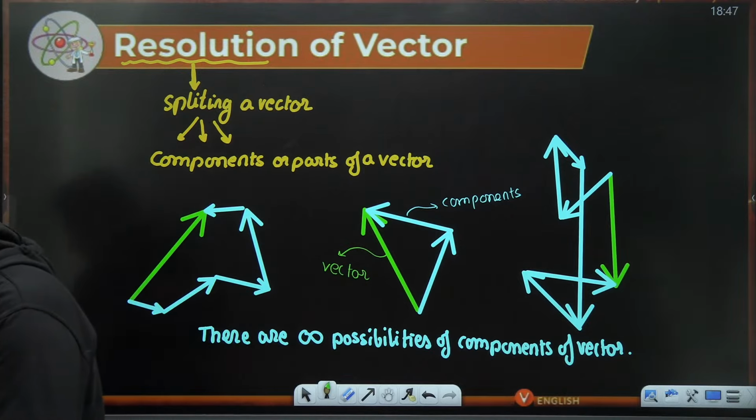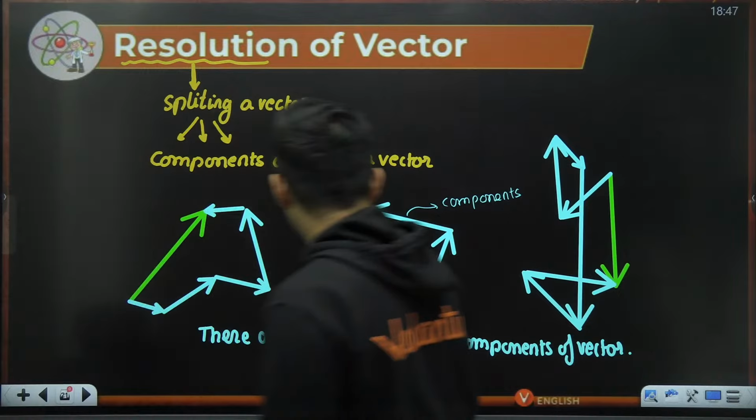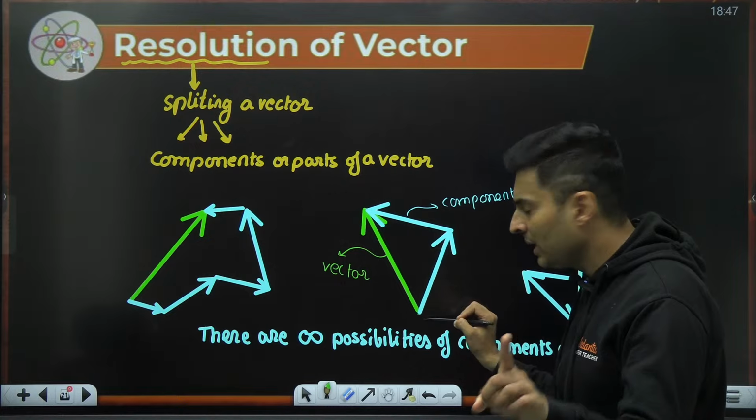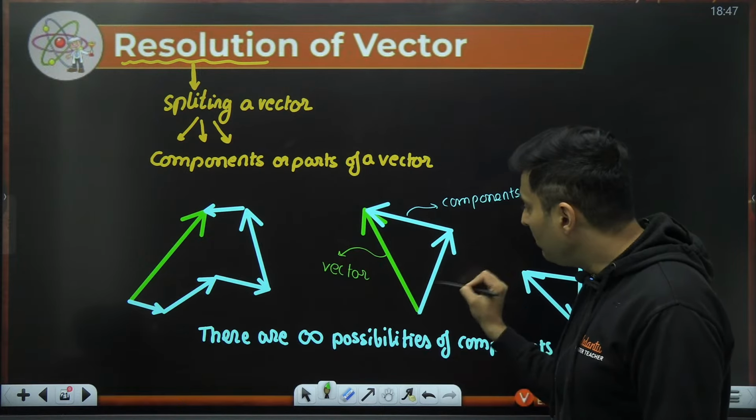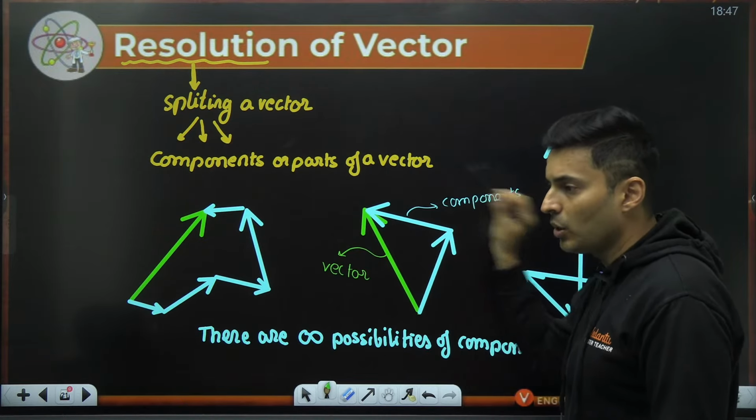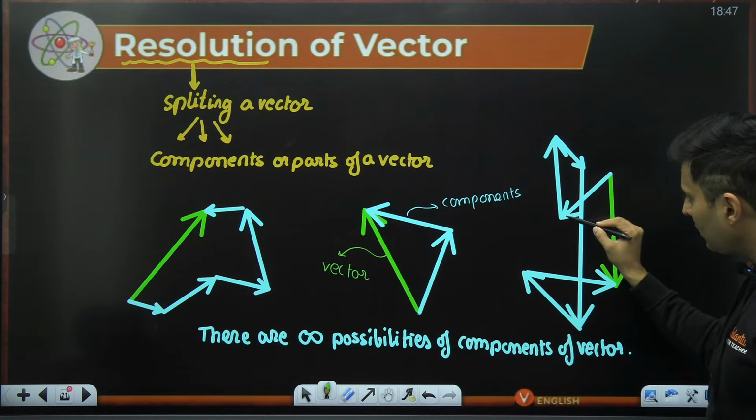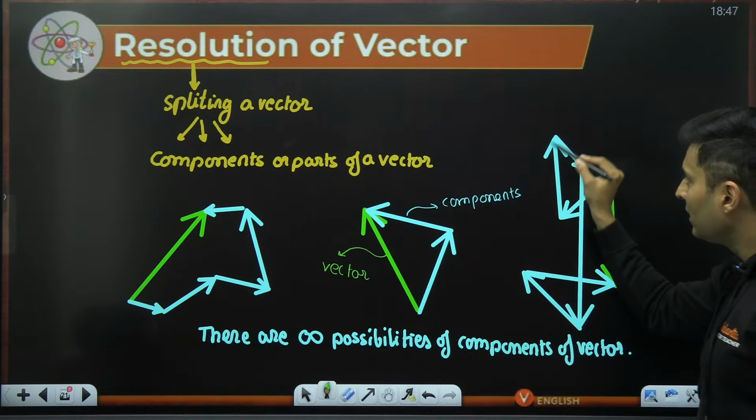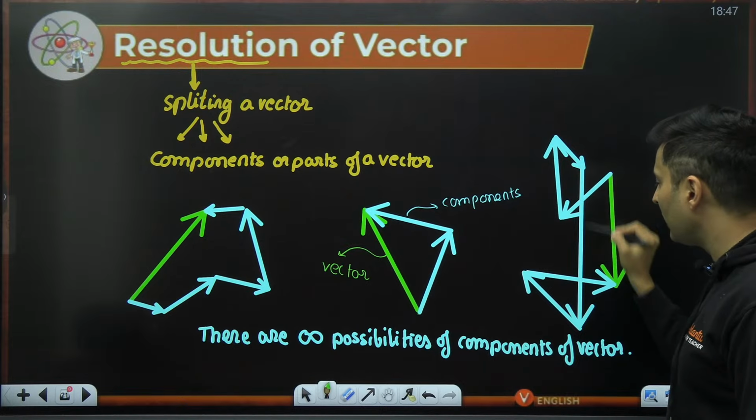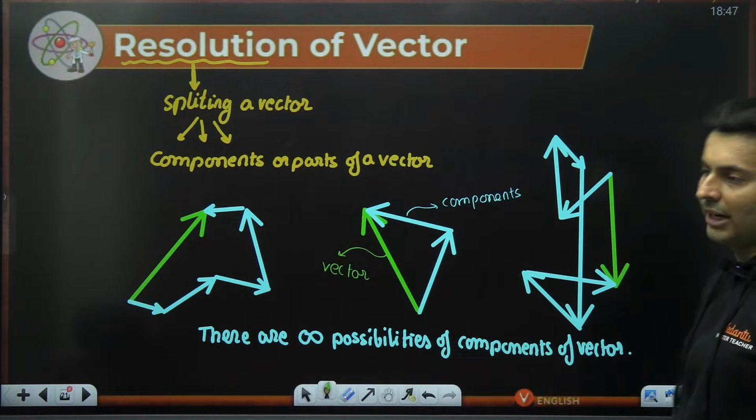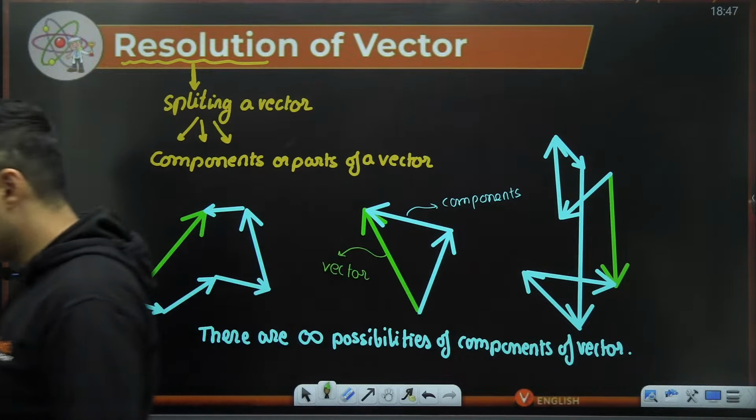Is that right? Should the head join or the head tail join? So the original vector's tail should join with the tail of the first component, and then between the components, the head-tail combination should work. For example, this was the original tail. The first component's tail will start from that, and then the head will join with the tail of the next component, head with the tail, head with the tail, till you reach the actual head of the final vector. Is that right? I hope I have answered the doubt.